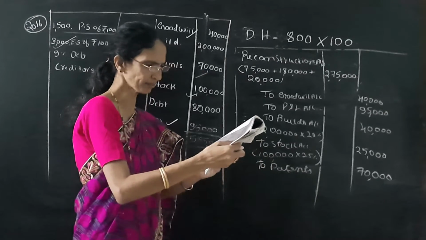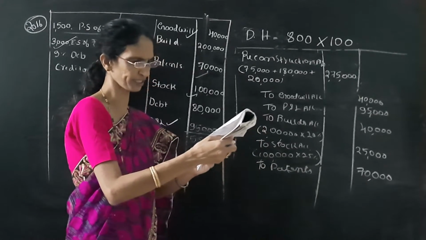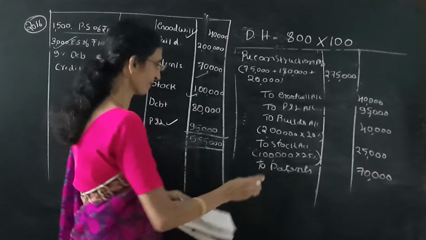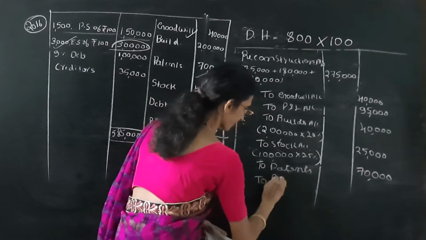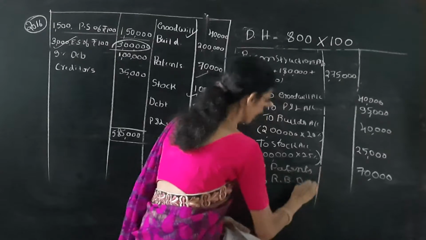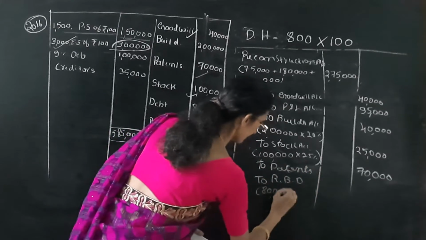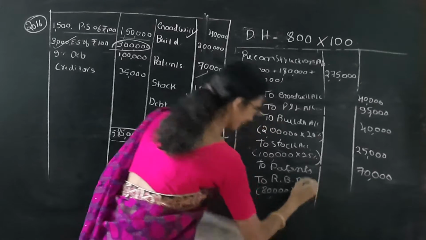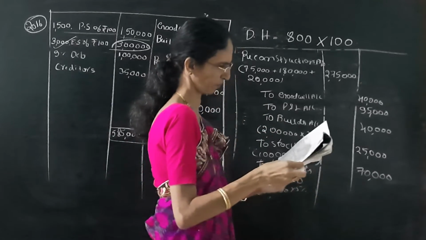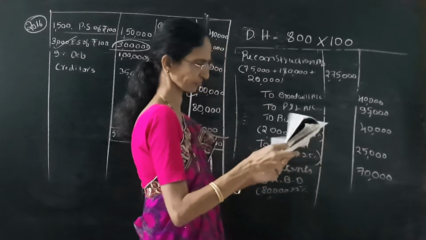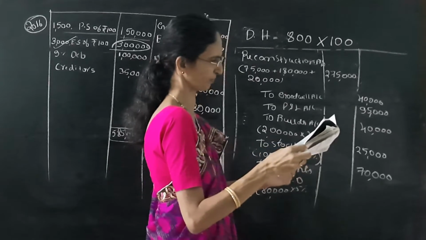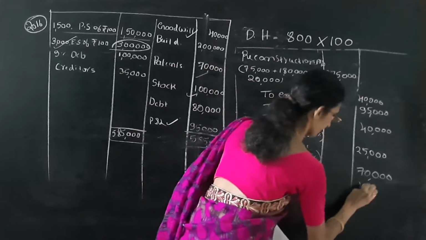Next it is given a provision of 5% on debtors for doubtful debts. That means to RBD, see the debtors, it is 80,000. RBD is created at 5%, so it comes to rupees 4,000.